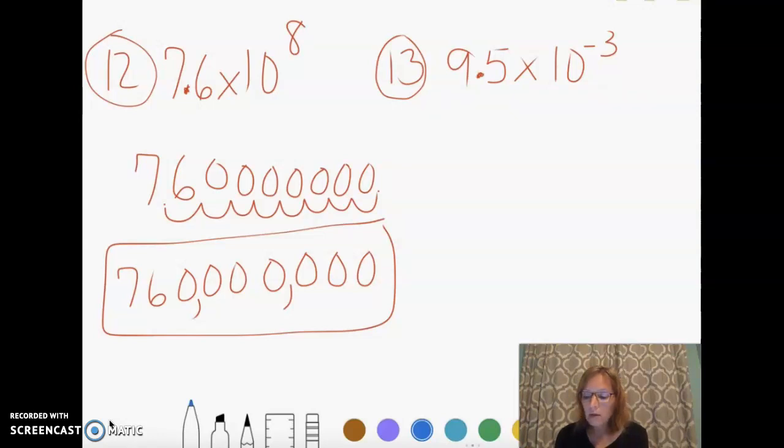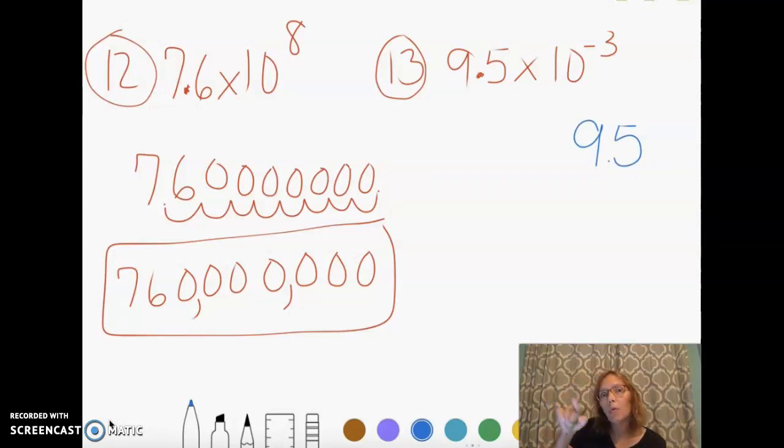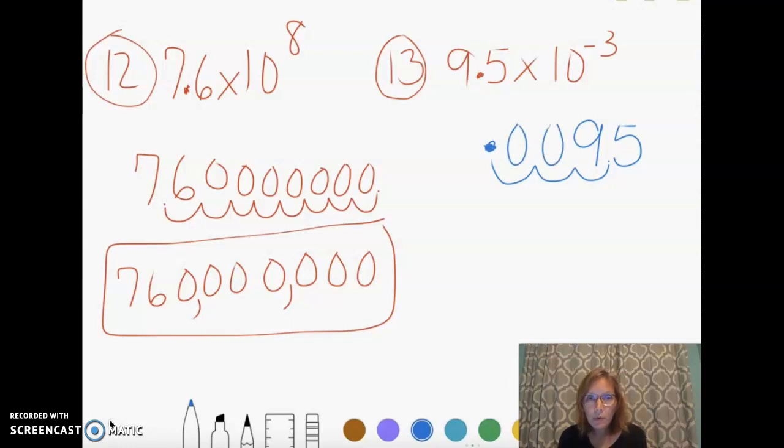All right, so the last one is 9.5 times 10 to the negative 3rd. Negative exponent means I'm going to have a small number or a decimal. So I'm going to write the 9.5 down, remembering where that decimal was, and I'm going to move that decimal 3 places to the left this time so that I can keep a small number. 1, 2, 3. My new decimal goes there. 1 zero in each little loop.